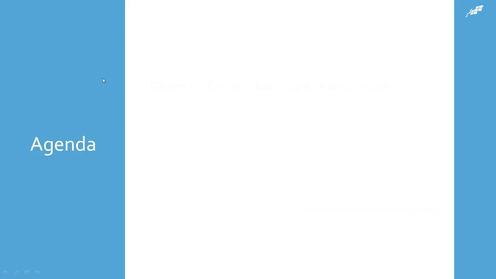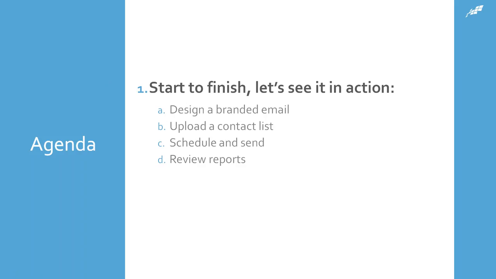So here's what we're going to talk about today. Start to finish, we're going to see Constant Contact's email marketing dashboard in action. We're going to design a branded email. I'm going to show you some cool little tools and tips around that. We're using the brand new 3G editor.